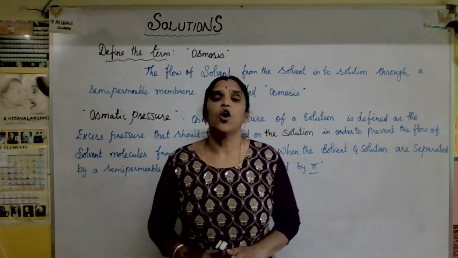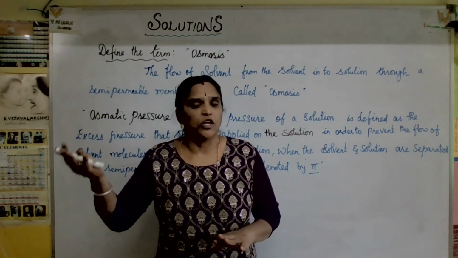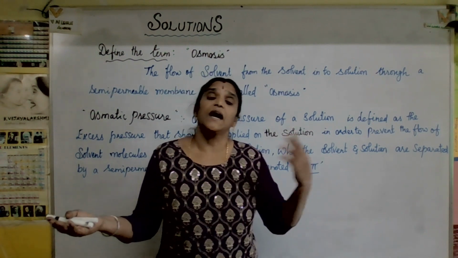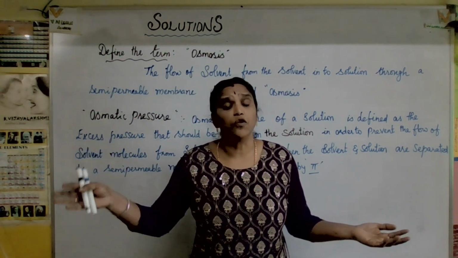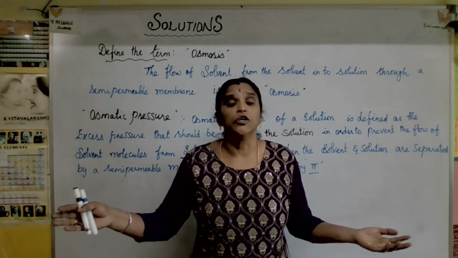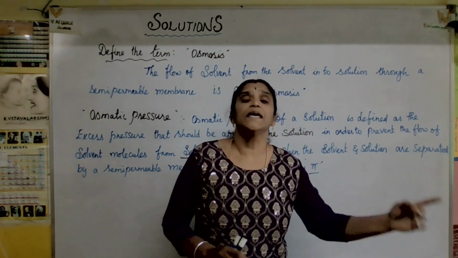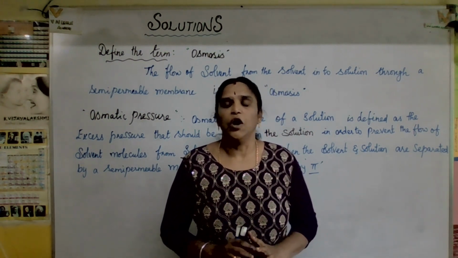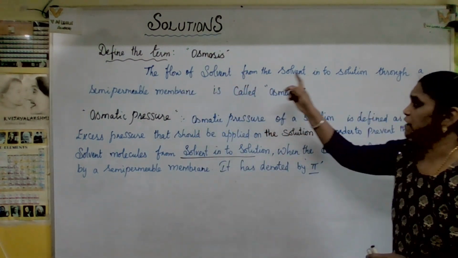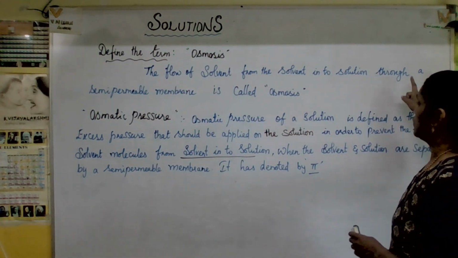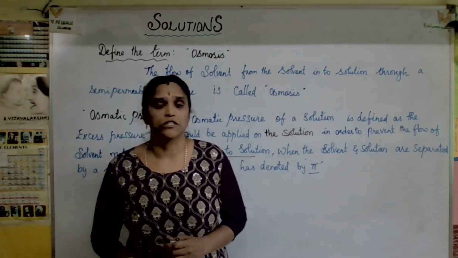First and foremost, osmosis. Imagine a lower concentration point and a higher concentration point. The molecules flow from the lower concentration, pass through the semi-permeable membrane, to the higher concentration solution. The flow of solvent from the solvent into the solution through a semi-permeable membrane is called osmosis.